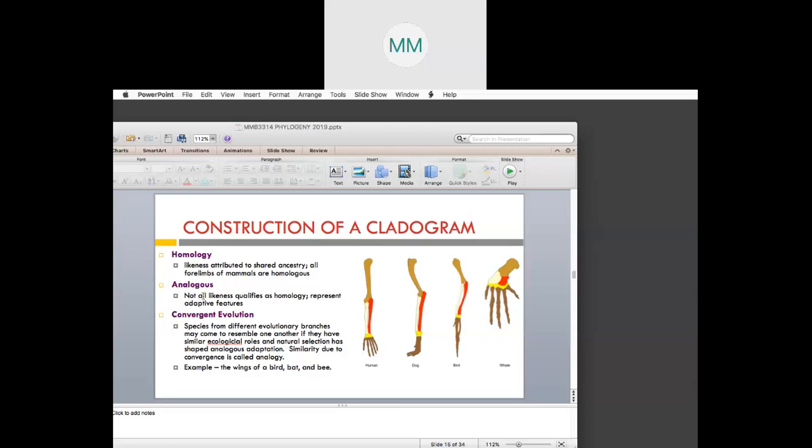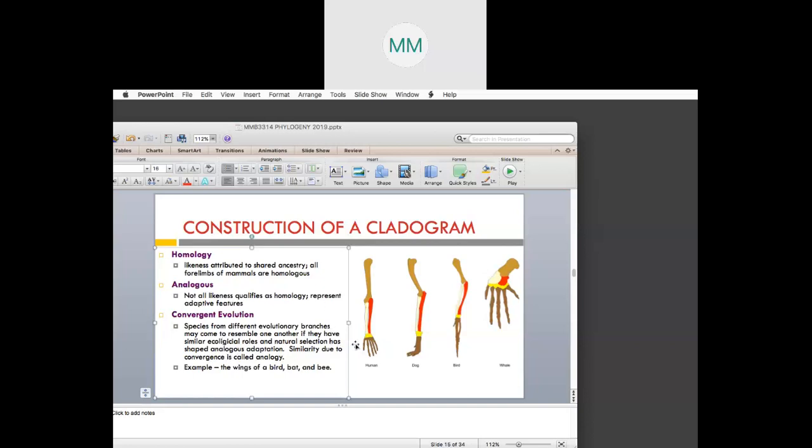Analogous is not all likeness qualifies as homologous. It represents adaptive features. So a perfect example is the wings of the bat, bird, and bee I mentioned lah. And analogous is what explains convergent evolution, where species from different evolutionary branches may come to resemble one another if they have similar ecological roles, and natural selection has shaped analogous adaptation. Similarity due to convergence is called analogy or analogous.